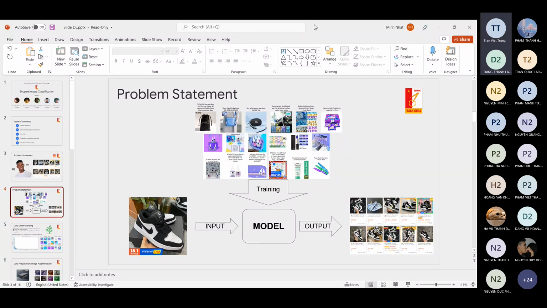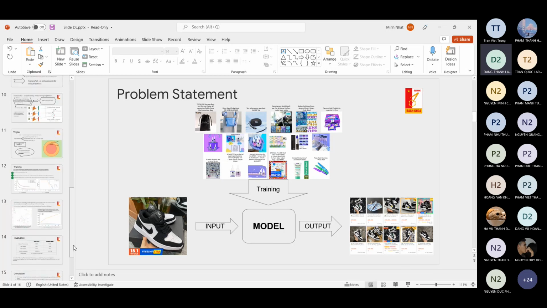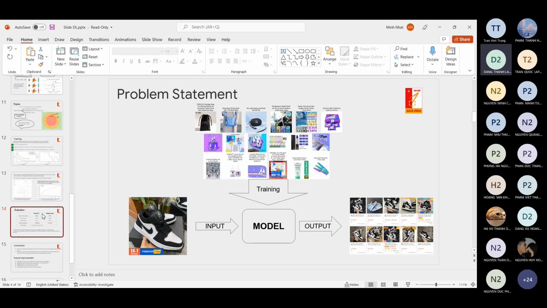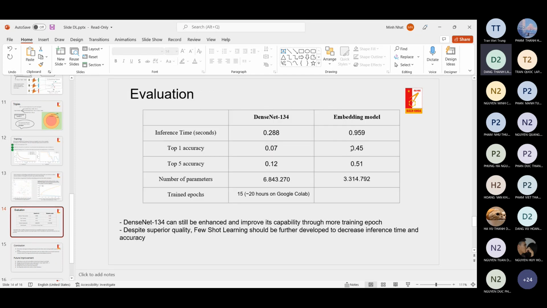Okay. So what is the state-of-the-art result for this challenge? Our result is mostly achieved by the embedding model here, but we have seen some top results of the competition. They have reached 96%. So I think we have far more to develop.